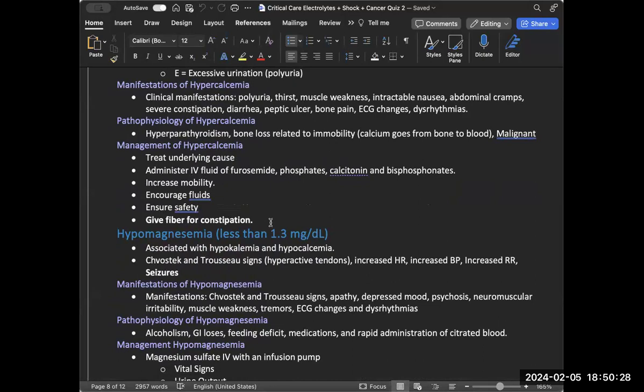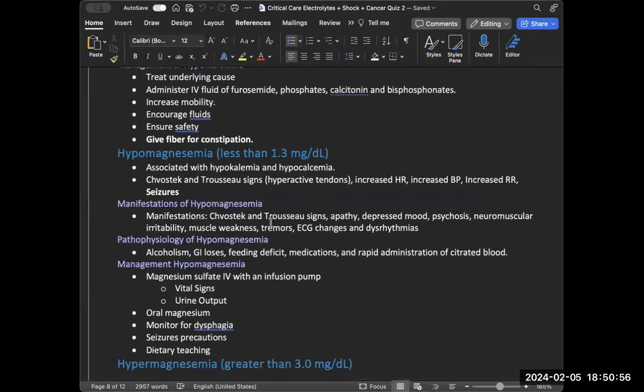Now, hypercalcemia, right, we're going to reduce calcium intake. Fiber for constipation. Make sure they're safe because they're going to have muscle weakness, so they're at risk for falls. And we want to lower that calcium level. We can do that through furosemide and things like that. And you see how there's phosphates there? Because phosphorus, like I said, is low. So if we give phosphorus, if that level rises, calcium is going to decrease because they have an inverse relationship.